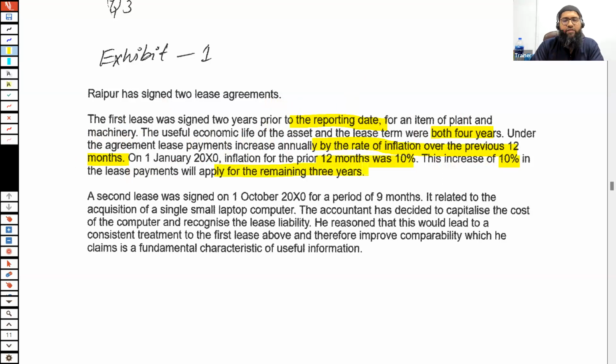A second lease was signed on 1st October X0 for a period of 9 months. It related to the acquisition of a single laptop computer. Accountant has decided to capitalize the cost of the computer and recognize the lease liability. He reasoned that this would lead to a consistent treatment of the first lease above and therefore improve comparability, which he claims is a fundamental characteristic of useful information.